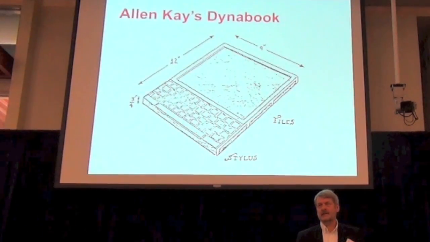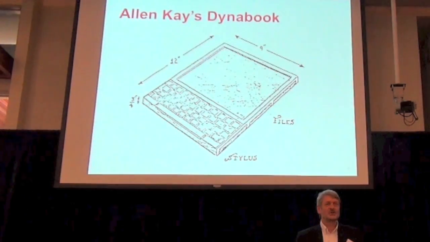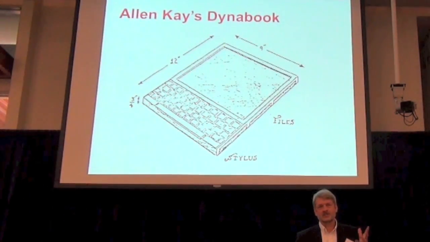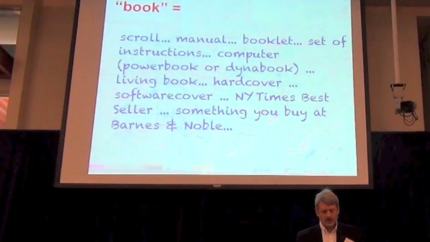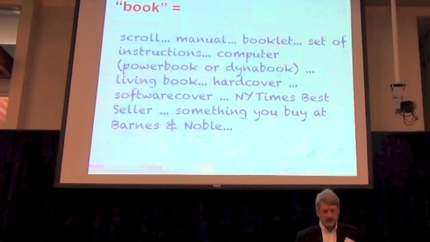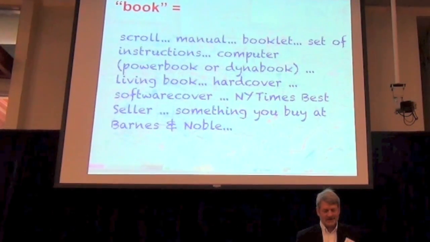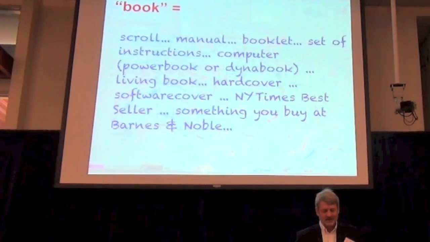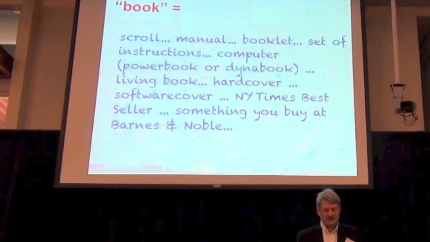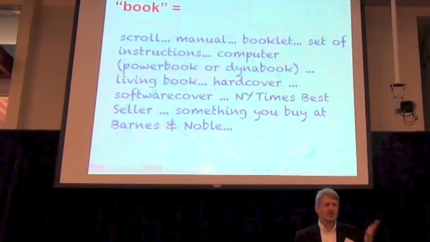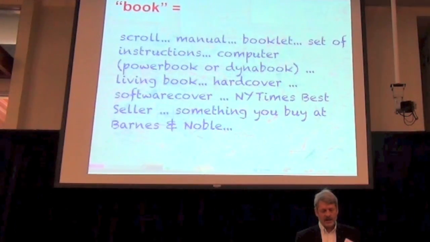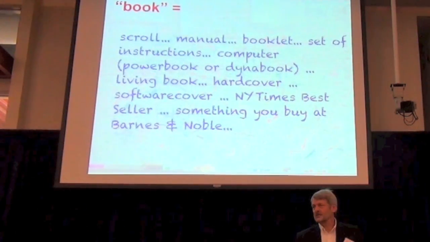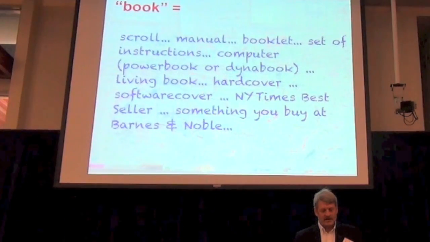Alan Kay called it a Dynabook, and he used the word book, and this was back before. Then there was the living book. The word book was used. The hardcover book, the New York Times bestseller, is all about books, and that's a traditional book, right? So I think you've got to understand that a book is something you buy at Barnes & Noble, and you get your head around that definition.